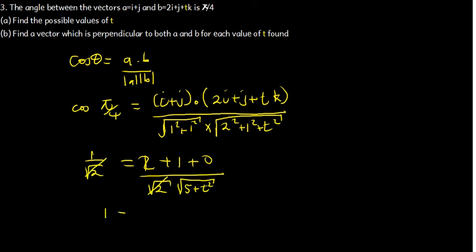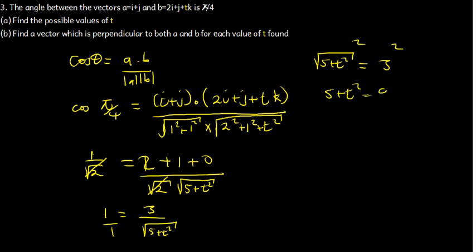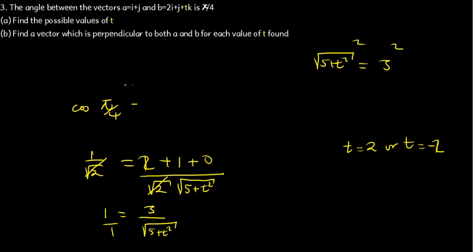So we're going to have 1 is equal to 2 plus 1 plus 0 is a 3, divided by square root of 5 plus t squared. This is over 1, we can cross multiply, and we're going to get the square root of 5 plus t squared is equal to 3. Squaring both sides, we are going to get 5 plus t squared is equal to 9. Taking 5 the other side, that is going to give us 9 minus 5, which is a 4. So therefore t is equal to 2, or t is equal to negative 2, if we square root both sides. So those are going to be the possible values of t, either positive 2 or negative 2.